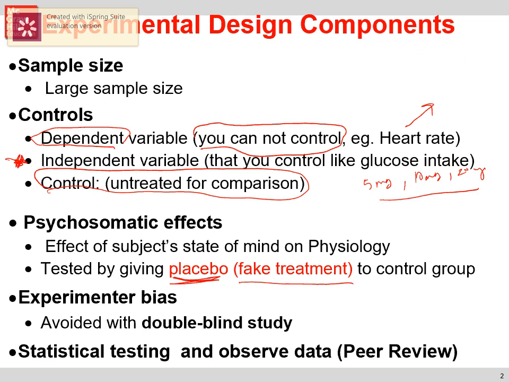Now in any experimental design, it is important that there's no experimenter bias. So it is avoided with a double-blind study, meaning both parties do not know what condition they are testing on a patient. And finally, it involves statistical testing and data observation, which is followed by peer review by a group of scientific experts in that field. So this is all you need to know about scientific process. It might help you in the future.